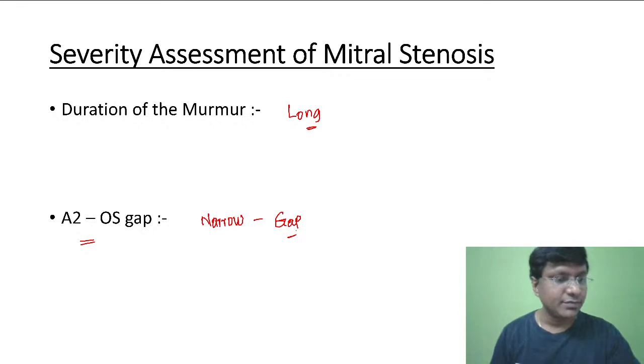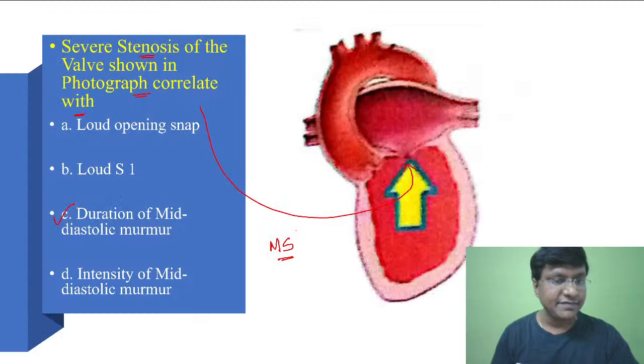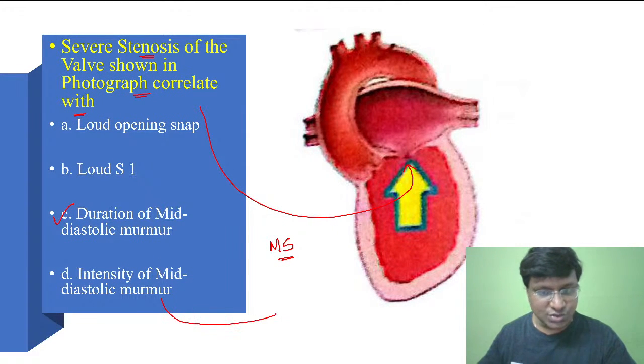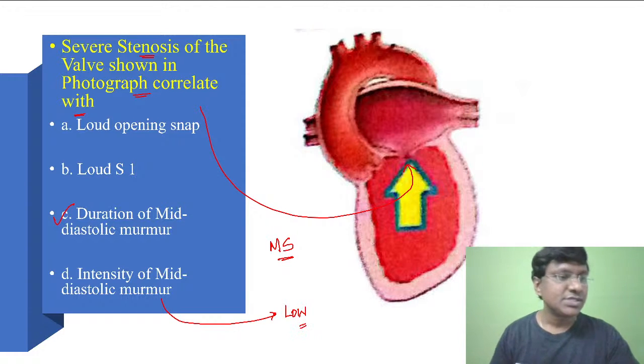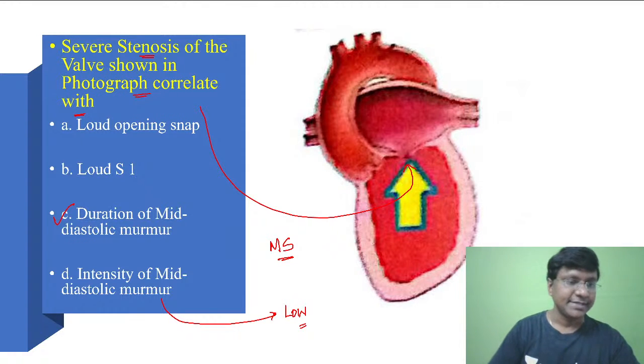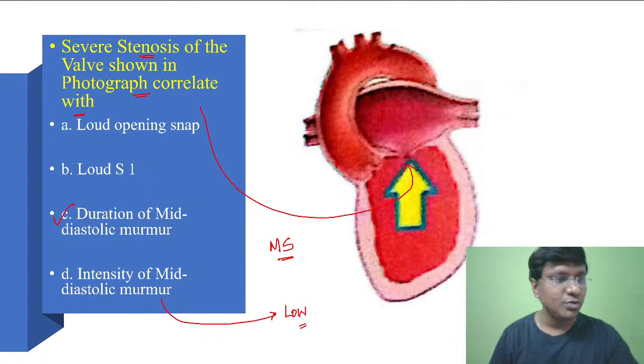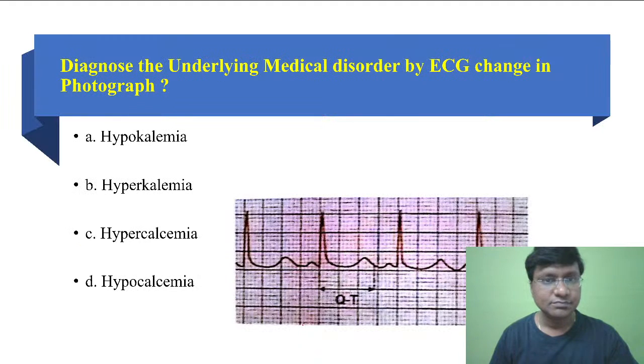And let me tell you why not intensity. The intensity will not be the deciding factor for your mid-diastolic murmur. Why? Because the mid-diastolic murmur is a low-pitched murmur. It is not a harsh systolic murmur or diastolic murmur. So that is the reason why we don't take the intensity of the mid-diastolic murmur as a criterion. Okay, right. Next, we will move on to the next important question.